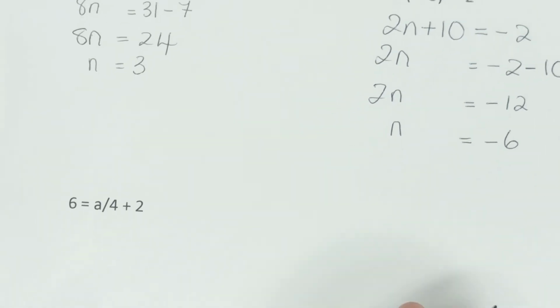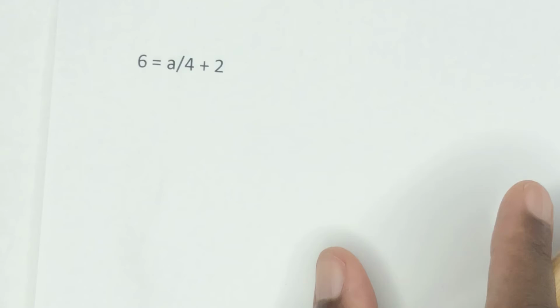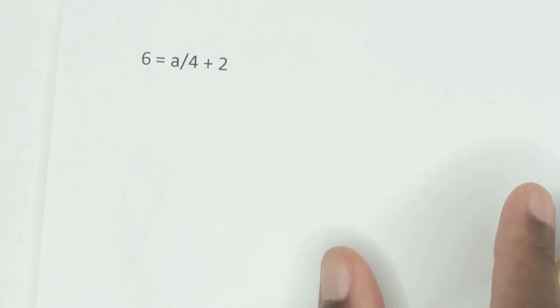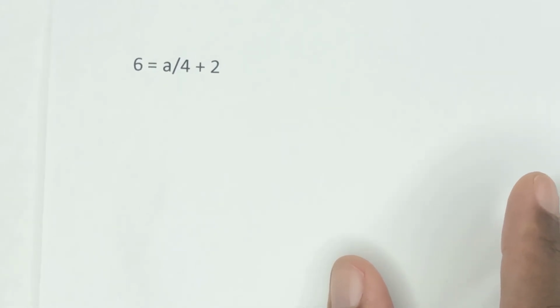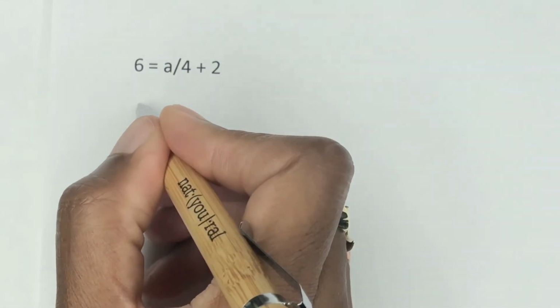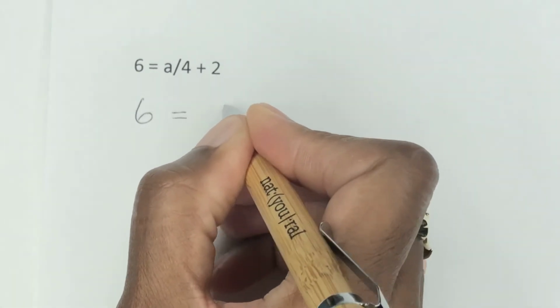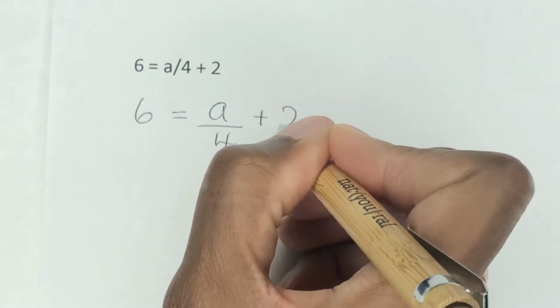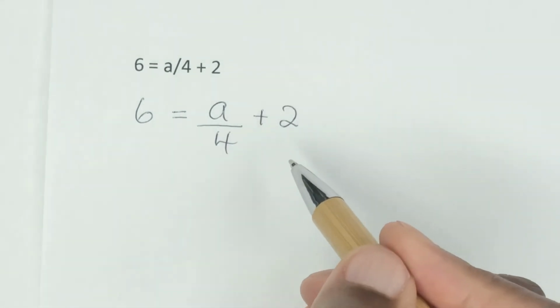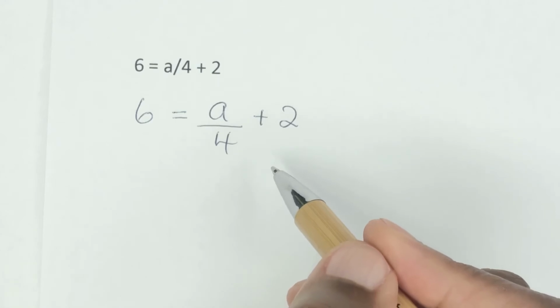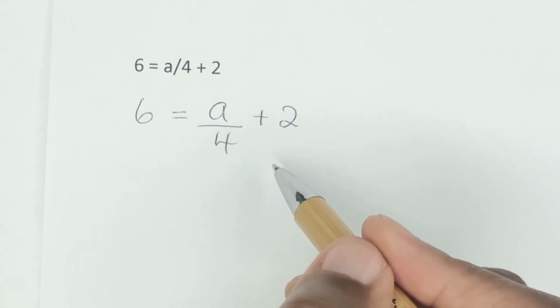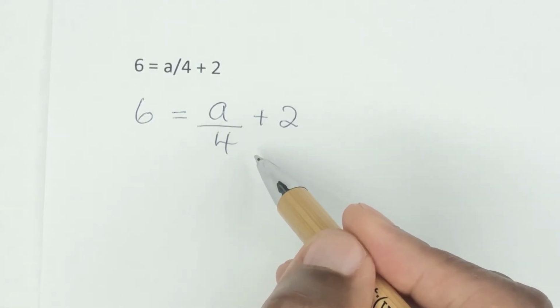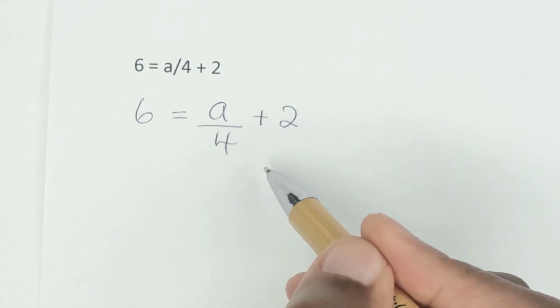Let's do one more. So here we have this one here. 6 equals a over 4 plus 2. I'm going to write it out where it's more vertical. So 6 equals a over 4 plus 2. Now, if you have a question like this, do not get confused because the rule never changes. The rule is still to get the variable by itself. It's still to isolate the variable. It's still to get the numbers into their families.